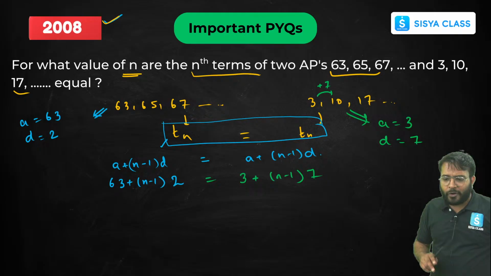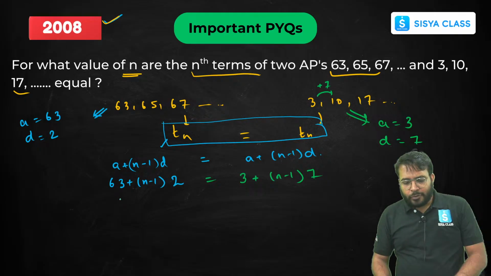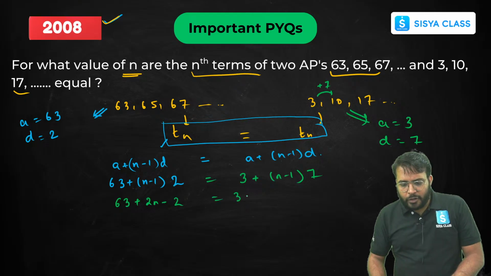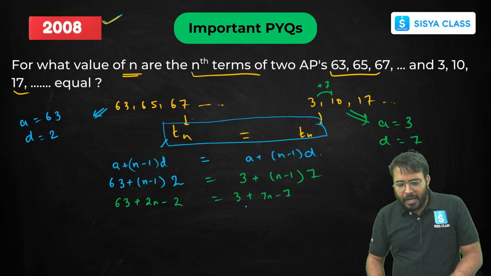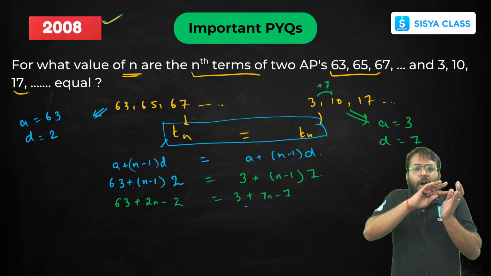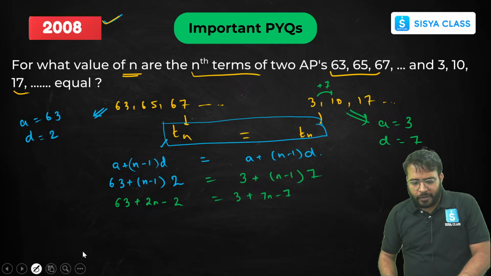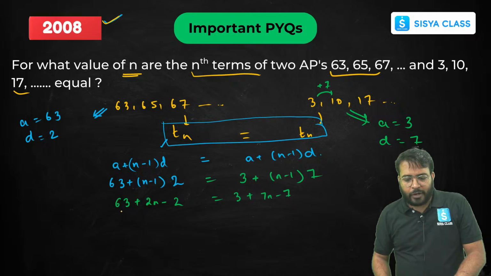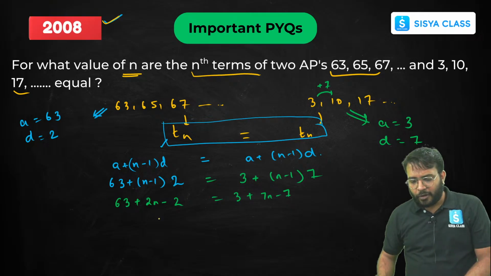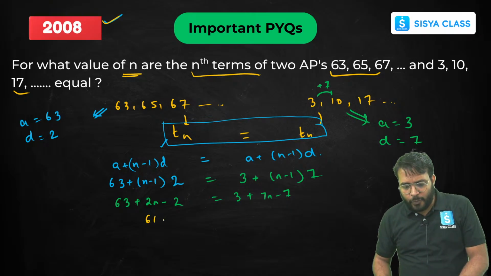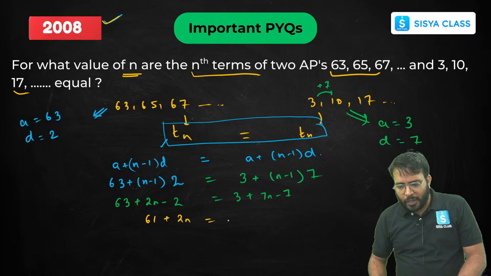Now just solve this. What will you get here? 63 plus 2n minus 2 is equal to 3 plus 7n minus 7. Take your n on one hand side, take your numbers on the other hand side and get the value of n. So 63 minus 2 is 61 plus 2n, and here 3 minus 7 gives 7n minus 4.